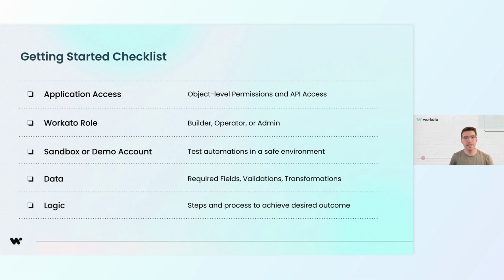So to set yourself up for success, here's a quick getting started checklist to make sure you have everything in place before you start building. First, ensure that you have the necessary access to all business apps. Then confirm that you have the right Workato role to manage recipes and connections. Use a sandbox or demo environment for testing to avoid impacting live data. Then ensure you have a clear understanding of the data and logic needed for automation. Make sure all user permissions are set up correctly and that you're using a service account, instead of a personal account. And finally, be mindful of API rate limits when using sandbox accounts to avoid hitting limits during your testing.